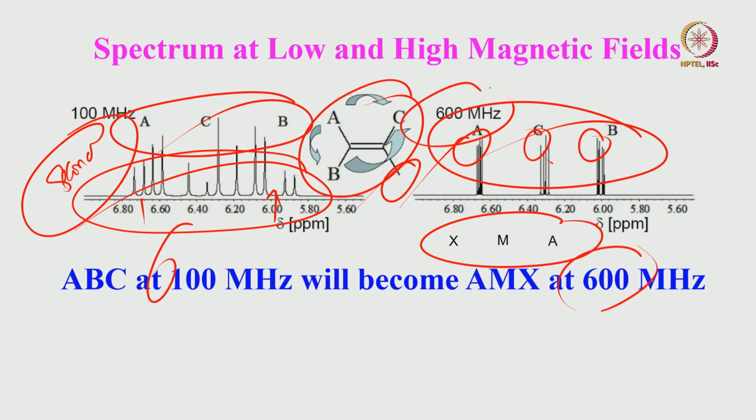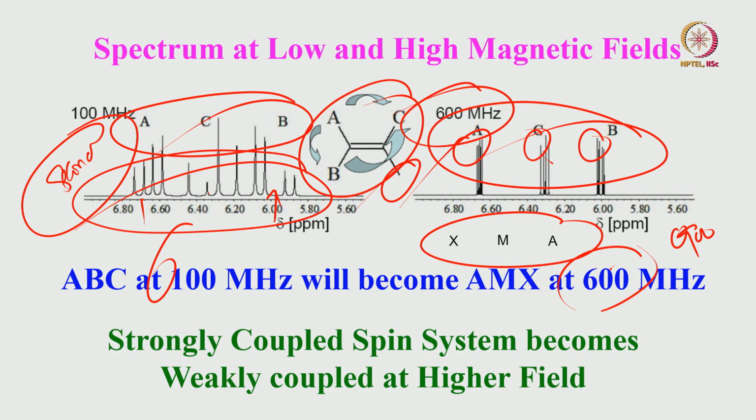Here this is 600 megahertz. If you really want to get a pure AMX, instead of 600 you have to go to 900 megahertz or 1 gigahertz. Then you can see all of them are really pure AMX with all equal intensity. So, strongly coupled becomes weakly coupled at higher field.